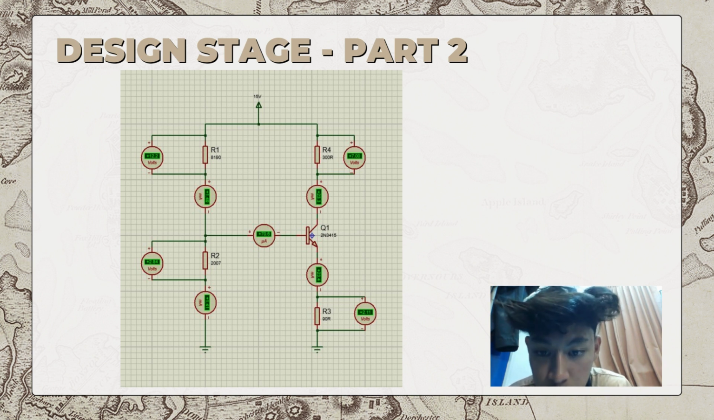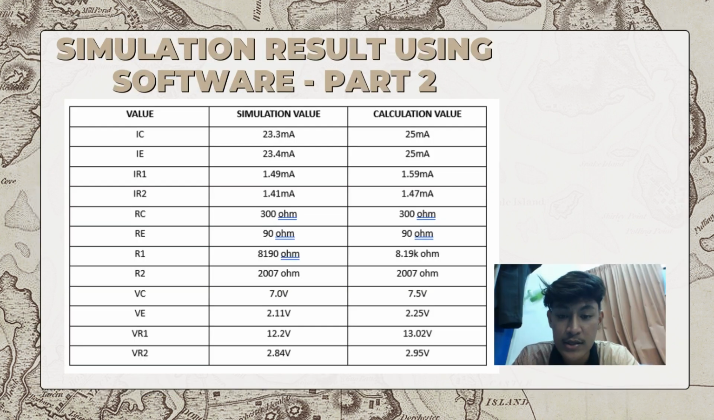We use voltmeters to measure the volt for each resistor, and ammeters to measure the current. Four resistors and one transistor are measured. This is the table of results for circuit part 2.